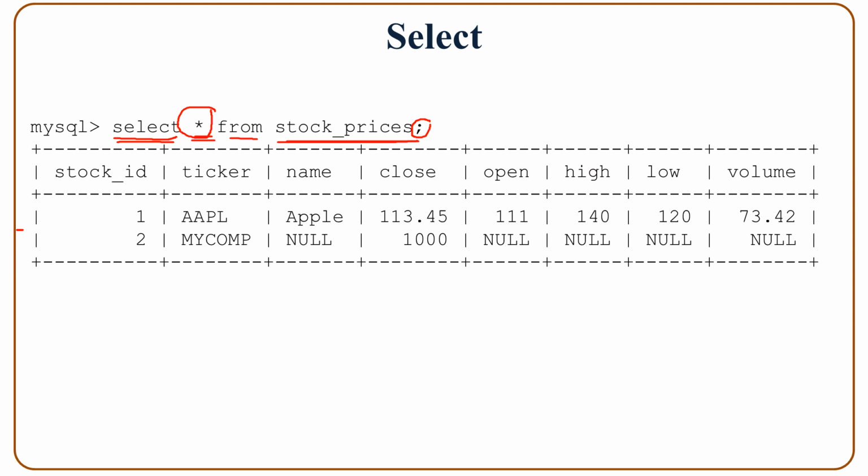And you can see that the name of the second stock is now null, right? The name of the company is now from my com. So I want to update this field. If I want to do so, then I'm going to use the update statement.